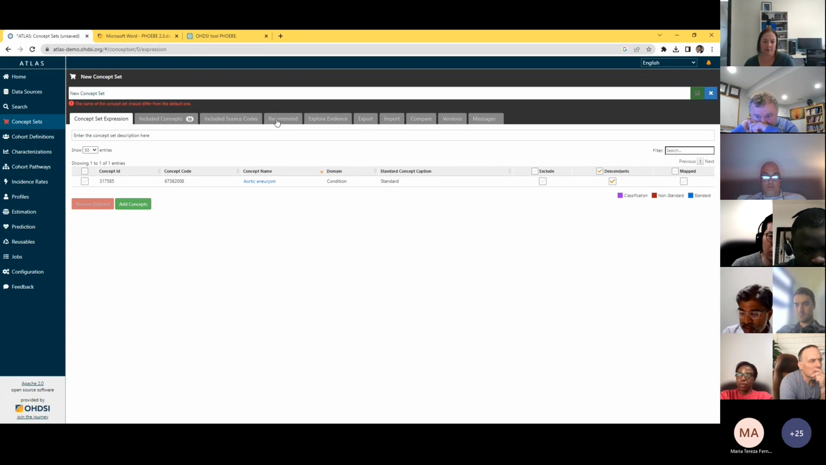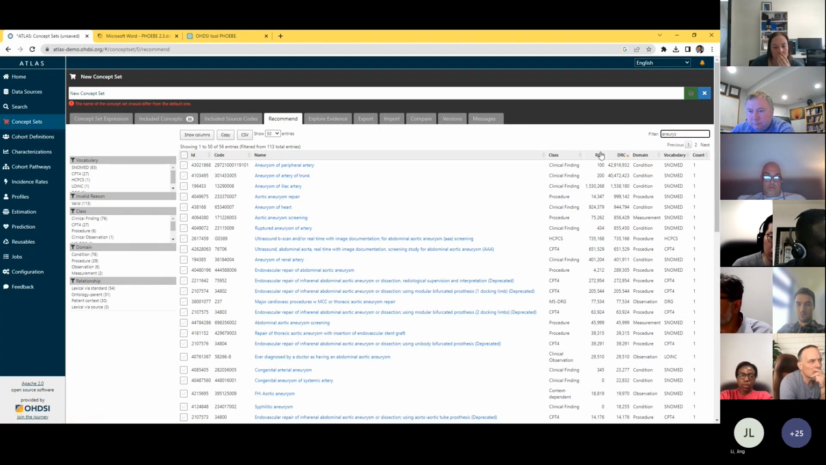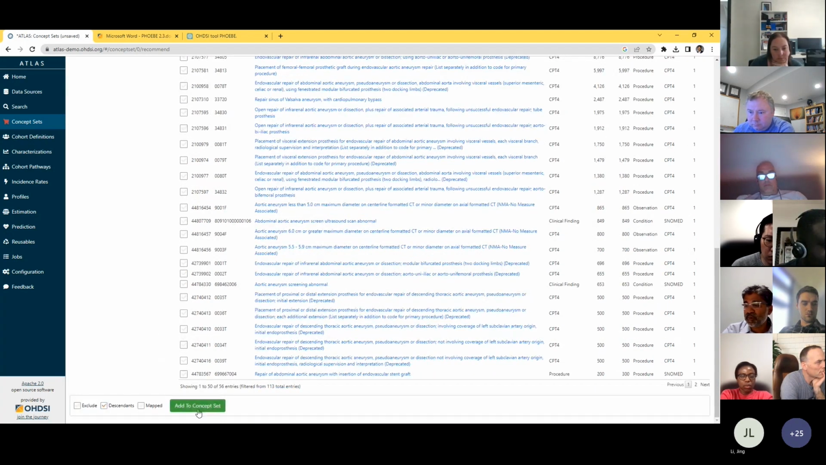I searched for aorta aneurysm, and got this as a recommended concept set expression by Phoebe 2.0. I look at recommended here. I'm going to filter by aneurysm. And I see several candidates here. I see aortic aneurysm repair. That belongs to the procedure domain. That makes sense to me. Aneurysm of the heart, no. Aortic aneurysm screening, no. Ruptured aneurysm of the artery. Some artery, no, I don't know if it's aorta. I'm going to skip it. Endovascular repair of the abdominal aortic aneurysm, yes. Endovascular repair of the infrarenal abdominal aortic aneurysm, yes. So I'm going to make choices based on just semantic interpretation and add them to my concept set.